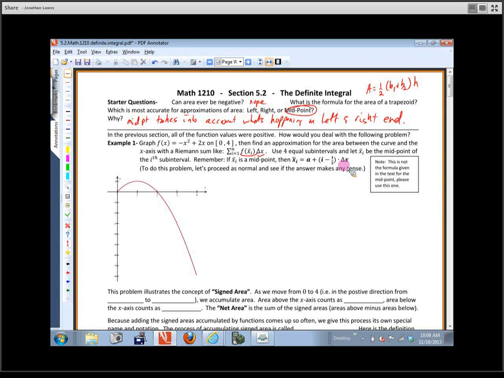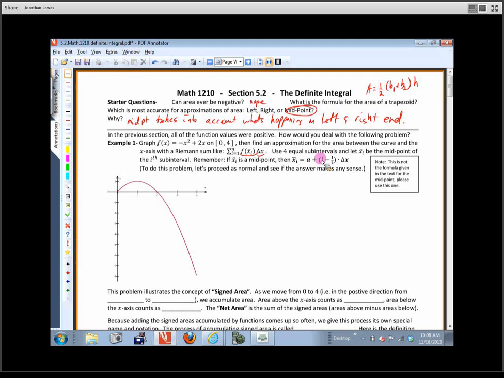What I want you to take note of is that the textbook doesn't use this formula. If we're going to do this kind of systemized and formula driven, this is a much better one to use. So again, we start with the left endpoint. We go forward one full delta x, and then we back up half a delta x. That puts us in the middle of that interval.